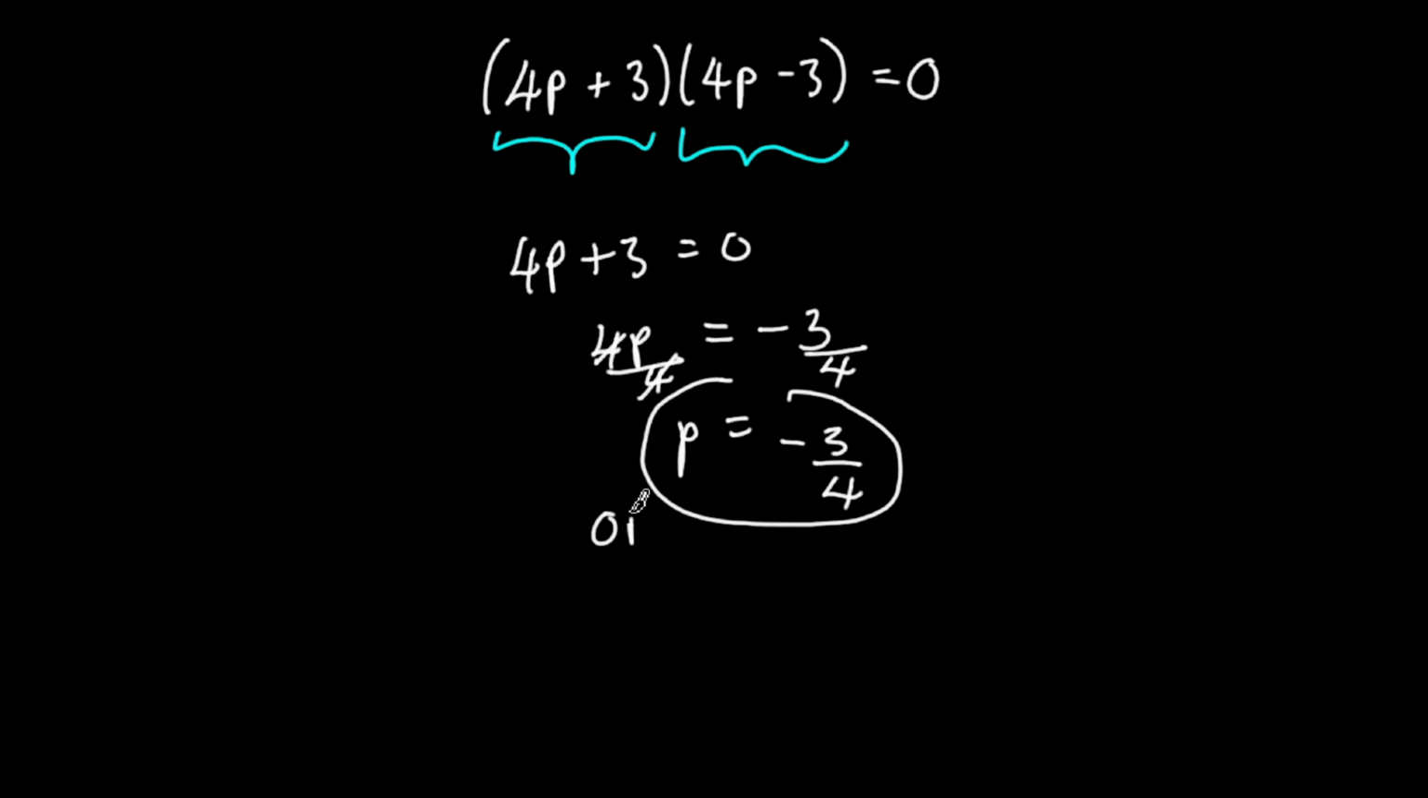Okay, so let's consider this factor over here of 4p minus 3, make that equal to 0. Push the negative 3 over to the other side, becomes positive 3. Divide both sides by 4. And I'm left with p equals 3/4. Okay.